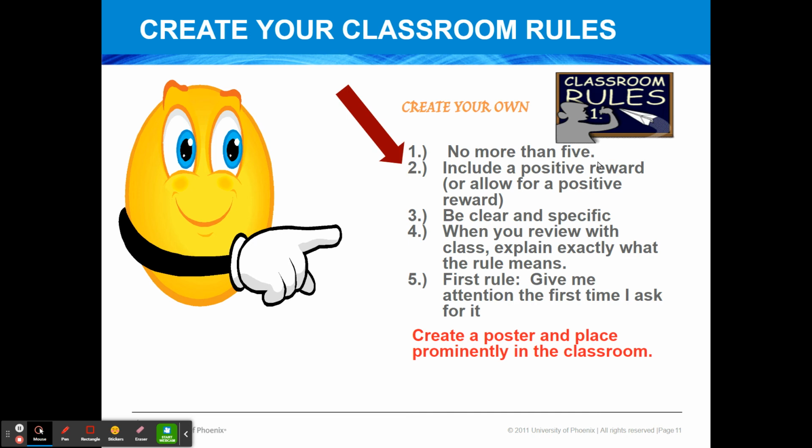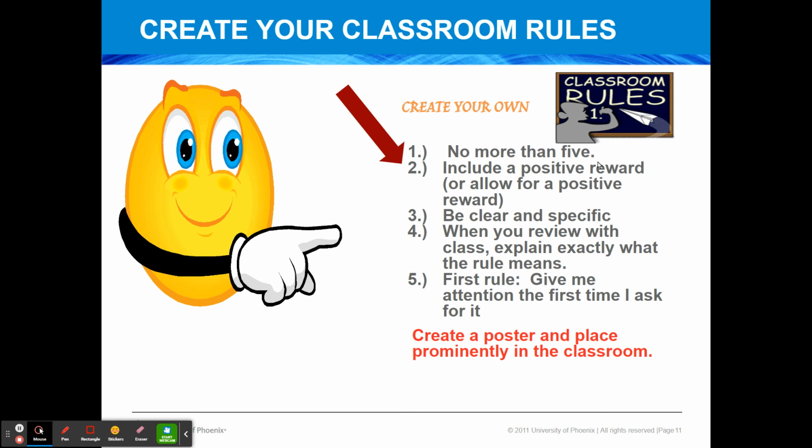Number one, remember, according to this video, that you do no more than five. Make sure that in your classroom rules, there is a positive reward or positive incentive for students to earn as they work in your classroom. There are a number of members on our staff who've already done that, so you can ask them. And if you're looking for go-to people, let me know, and I'll be happy to send you to them. Make sure you're clear and specific about what you expect. Remember when you review your rules with the class, explain exactly what that rule means.